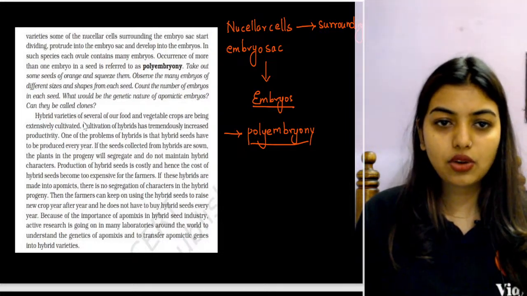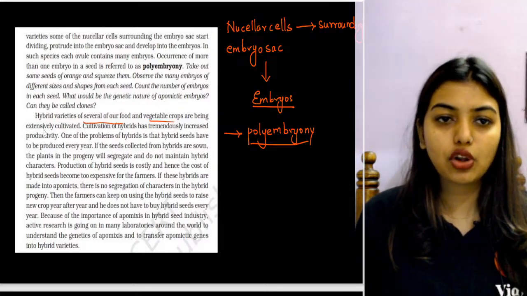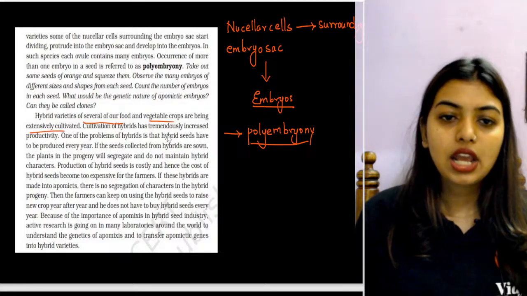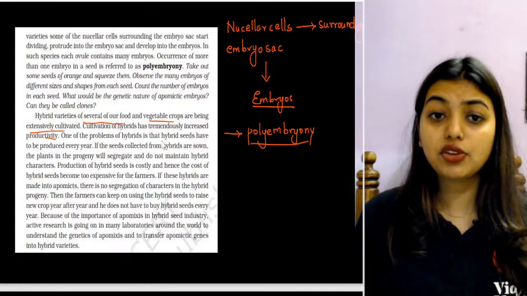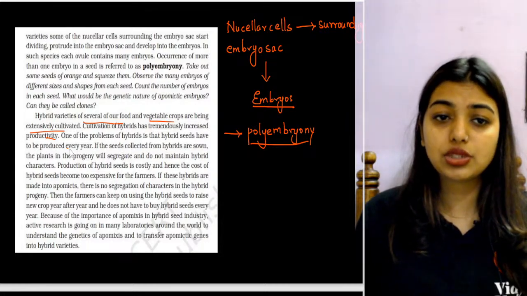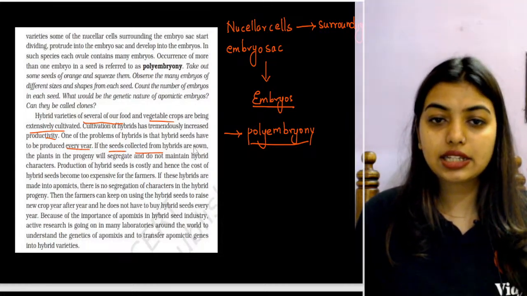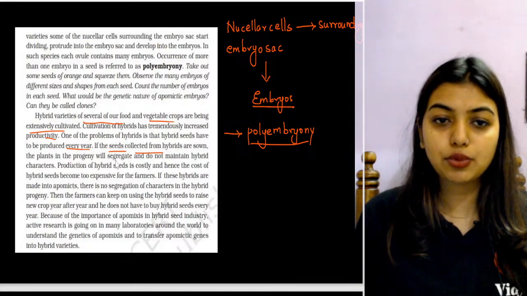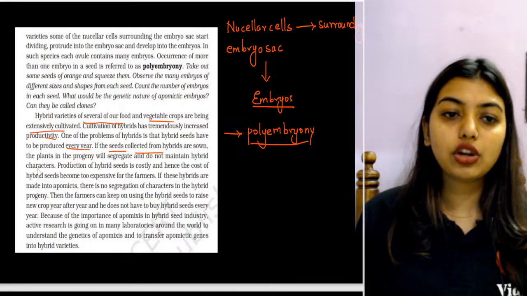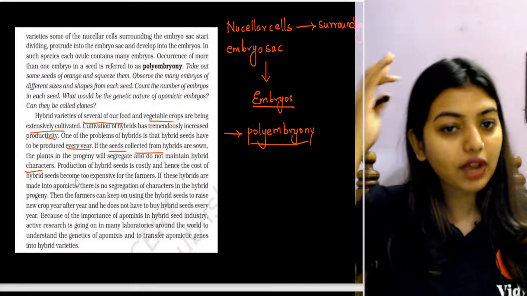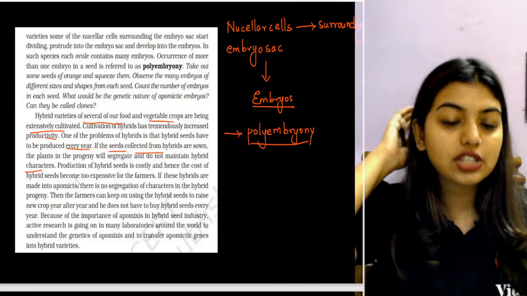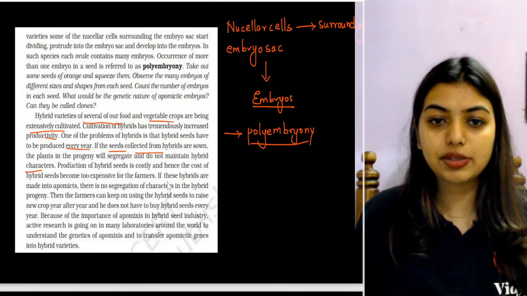Hybrid varieties of several food and vegetable crops are being extensively cultivated. Cultivation of hybrids has tremendously increased productivity. One of the problems of hybrids is that hybrid seeds have to be produced every year. If the seeds collected from hybrids are sown, the plants in the progeny will segregate and do not maintain hybrid characters. Production of hybrid seeds is costly and hence the cost of hybrid seeds becomes too expensive for farmers.